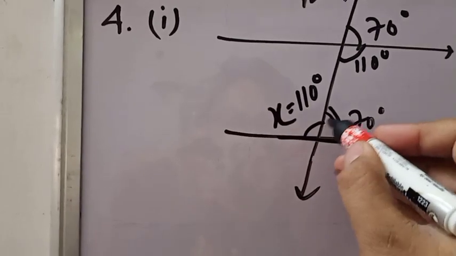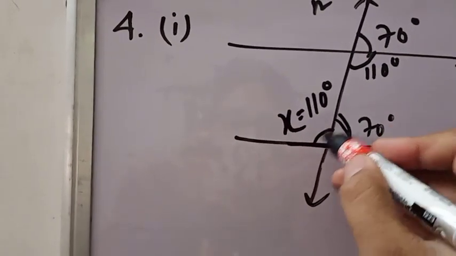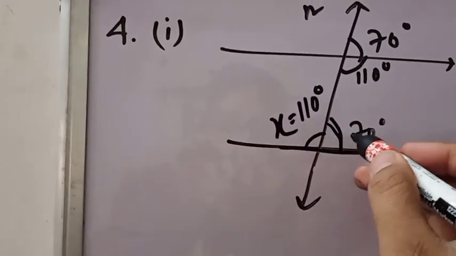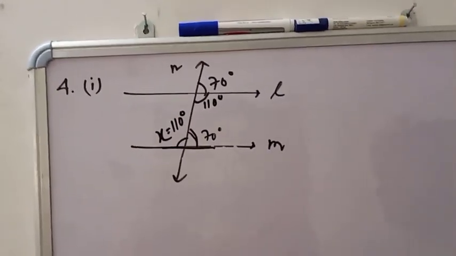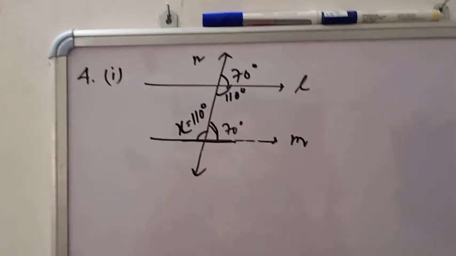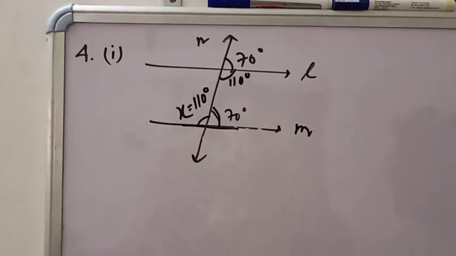So this is 110 because this angle plus this angle equals 180. So 180 minus 70, this is 110. You can choose any one method for solving this sum. Now go to the next.